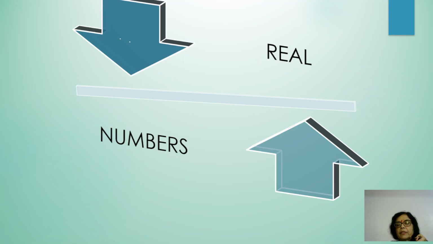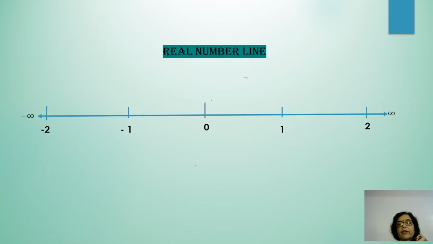Real numbers are fundamental mathematical concepts that include all rational and irrational numbers, all fractions, and integers. All of them are included under the category of real numbers. The real number line basically depicts all real numbers extending from minus infinity on the left to plus infinity on the right, with zero at the center.